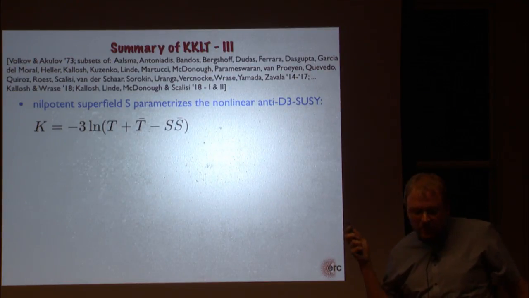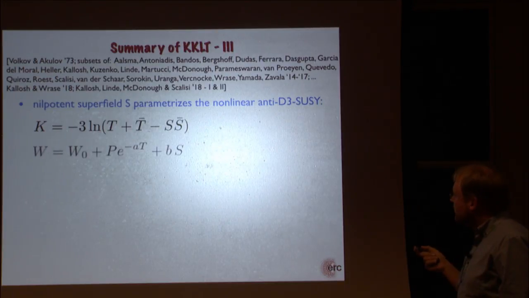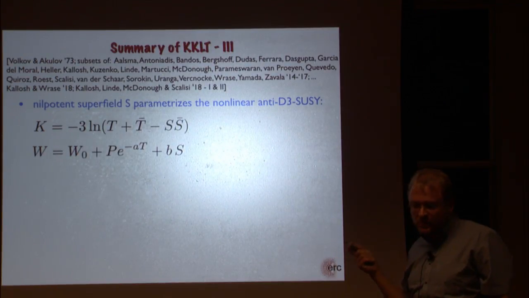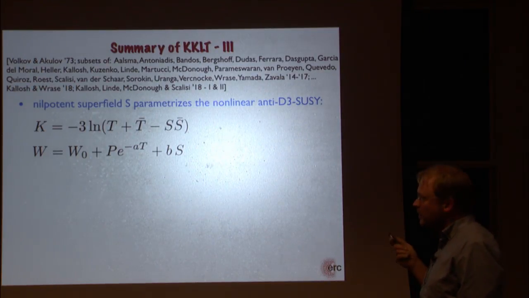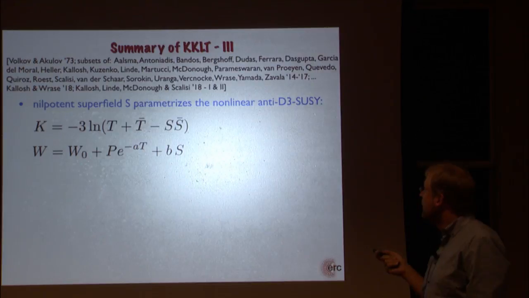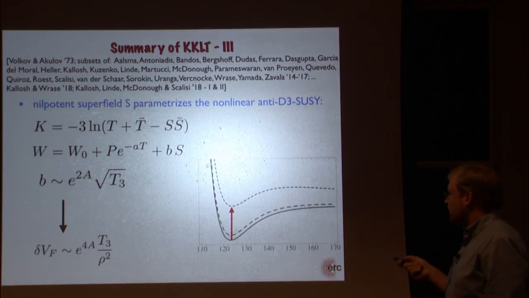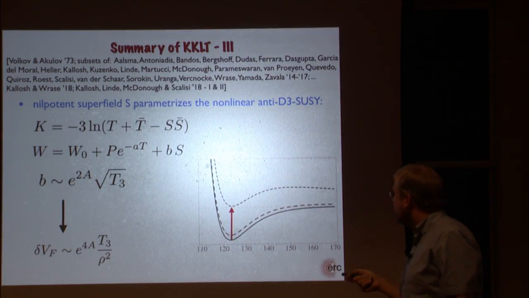As already was reviewed, a lot of work has been going on. It was realized that this SUSY breaking can be phrased in terms of the non-linearly realized supersymmetry of the anti-D3 brane, in terms of a nilpotent superfield. Then you can extend your Kähler potential and superpotential by two terms, and the F-term for the S field reproduces the anti-D3 brane term.